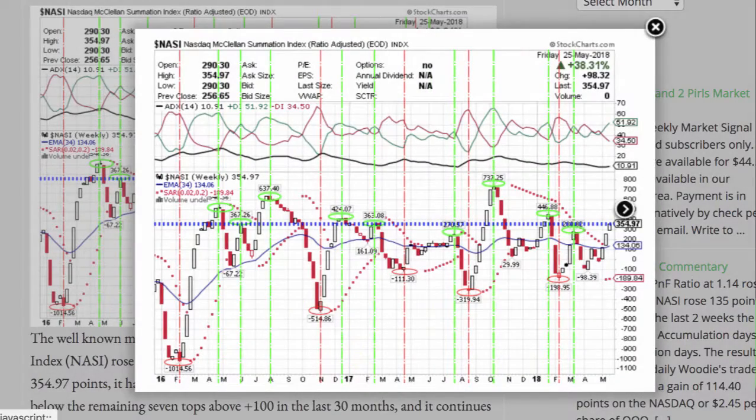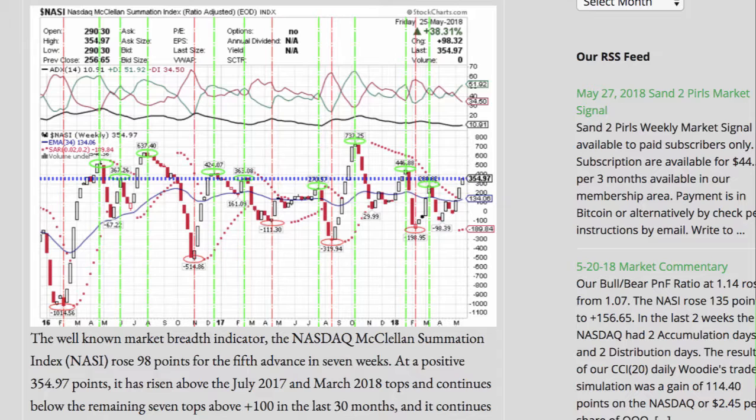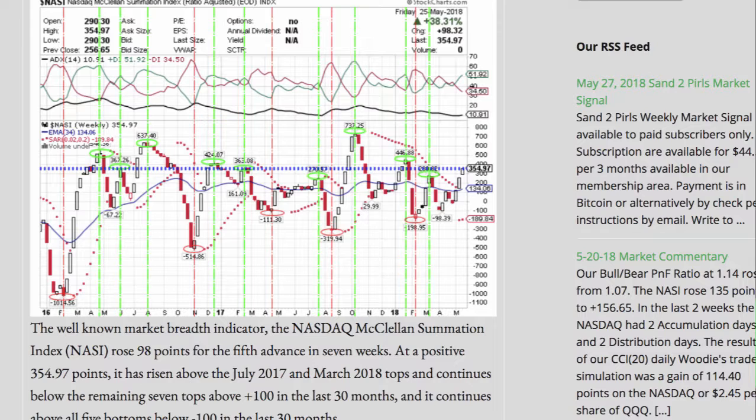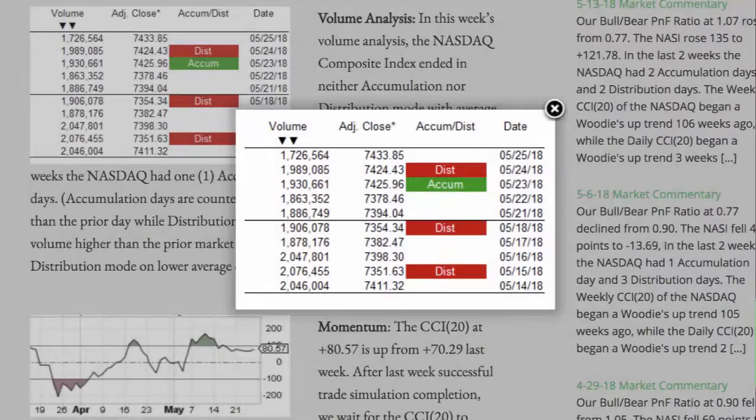The well-known market breadth indicator, the Nasdaq McClellan Summation Index, rose 98 points for the fifth advance in 7 weeks. At a positive 354.97 points, it has risen above the July 2017 and March 2018 tops and continues below the remaining 7 tops above plus 100 in the last 30 months, and it continues above all 5 bottoms below minus 100 in the last 30 months.